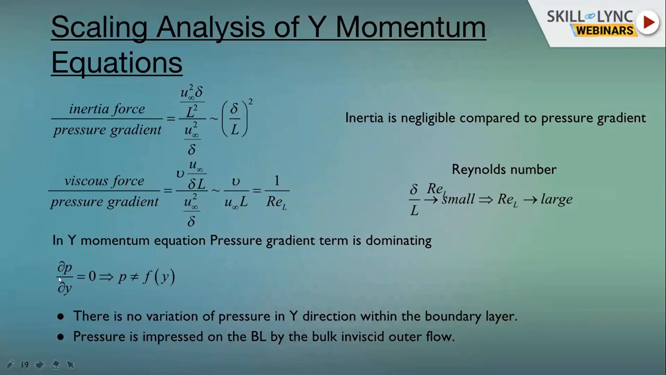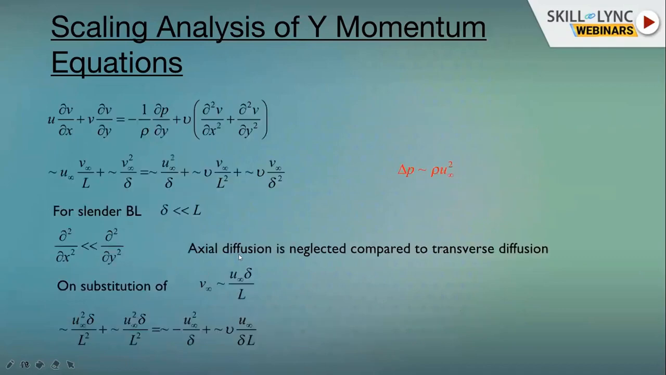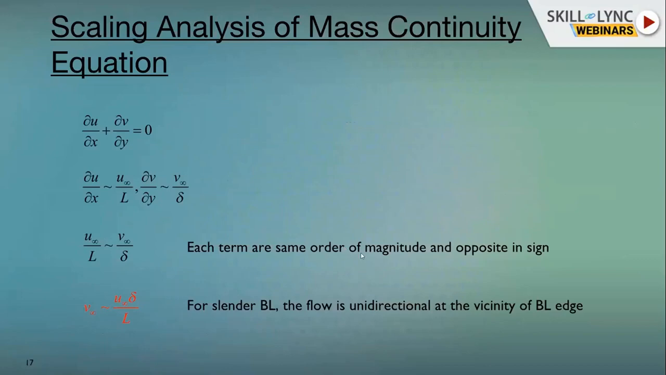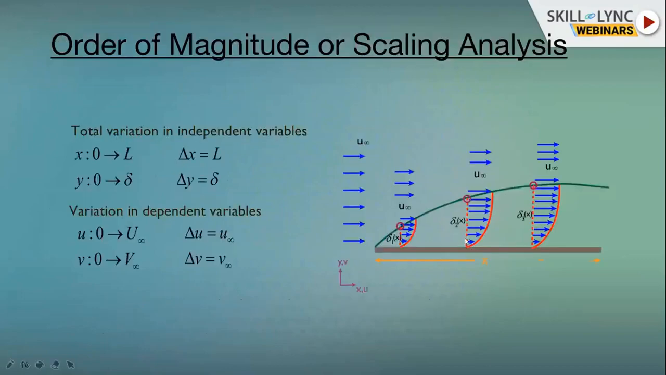If the pressure gradient term, del P by del y, equals 0, what does it mean? My pressure is not a function of y. Pressure may be a function of x, but it is not a function of y. Physically, this tells us that within the boundary layer, if I move along the y direction, my pressure is not changing.